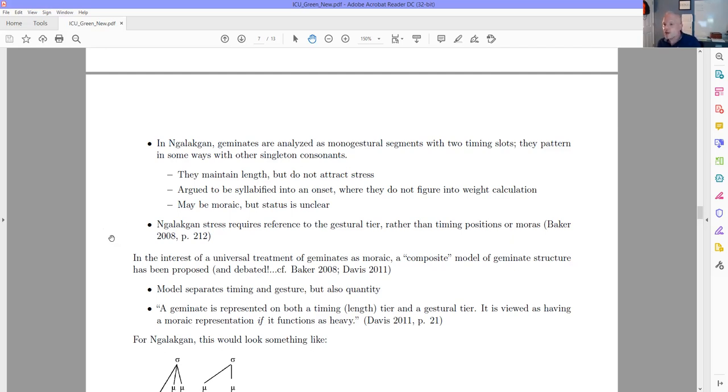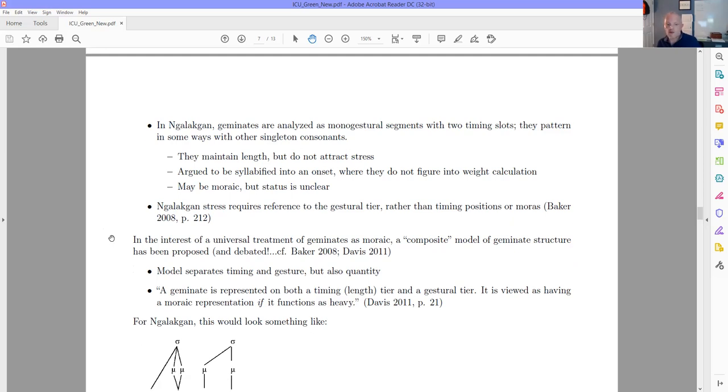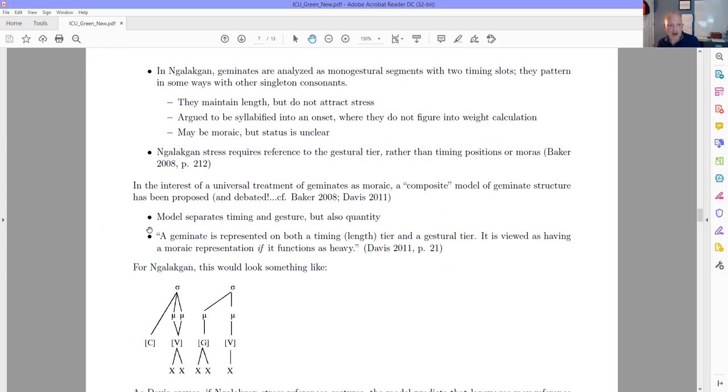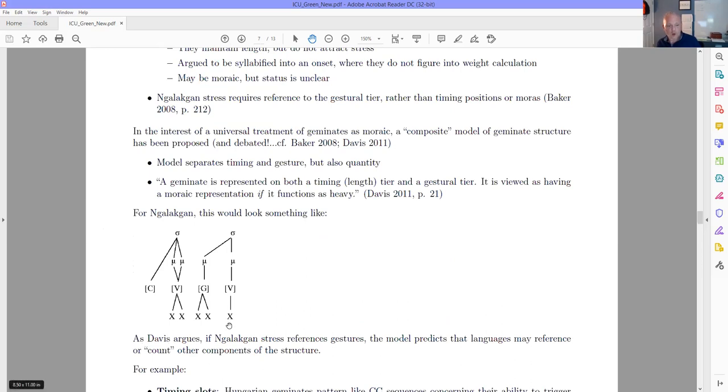So Davis's argument is that a geminate is represented on both a timing or length tier and a gestural tier, and can be viewed as having a moraic representation if it functions as heavy, and that's my emphasis again there. So what would this look like? For Galakan, something like this, where there would be a single gesture, two timing slots, and then we would have a mora here associated with that geminate, but it wouldn't be counted in the onset.